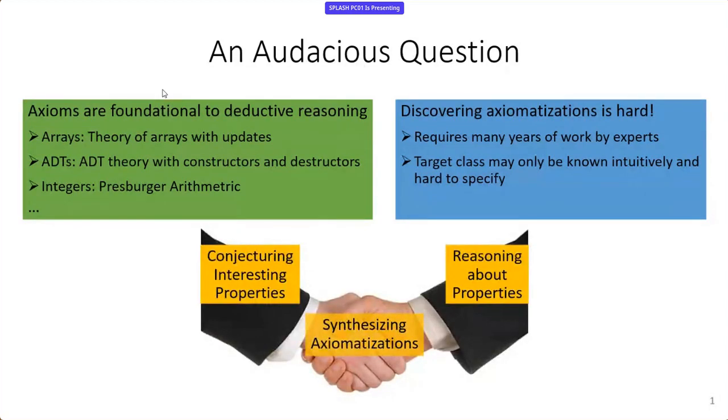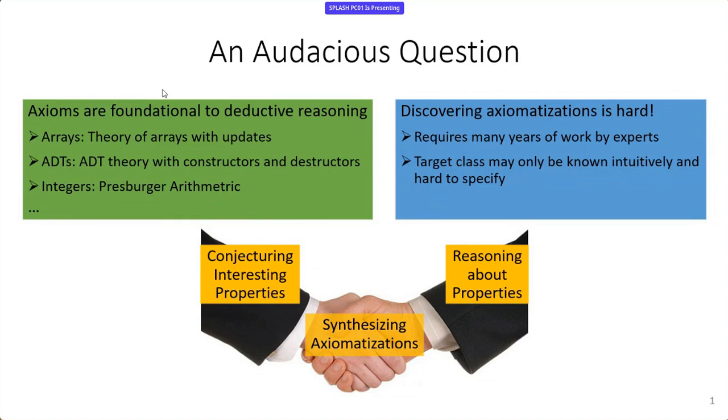Coming up with an axiomatization essentially involves two kinds of things. One, conjecturing interesting properties. And two, being able to reason about those properties, in terms of whether they're correct, whether they are sufficiently descriptive, and so on. And if indeed we accept that synthesizing axiomatizations involves these two kinds of thinking, it is also true that the last few years have seen a tremendous amount of improvement in program synthesis or expression synthesis, and also in automated reasoning in terms of SMT solvers or even automated theorem provers.